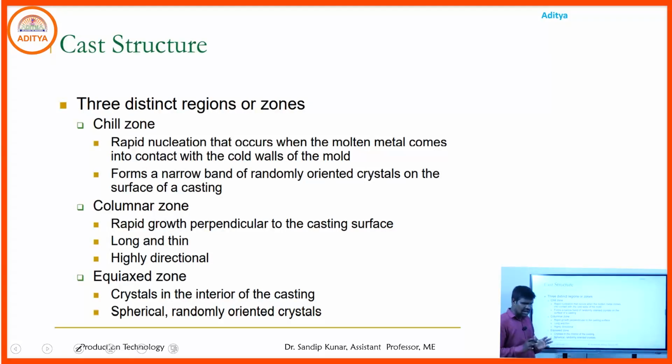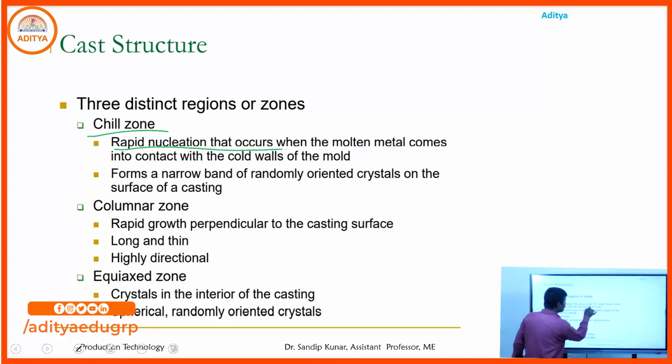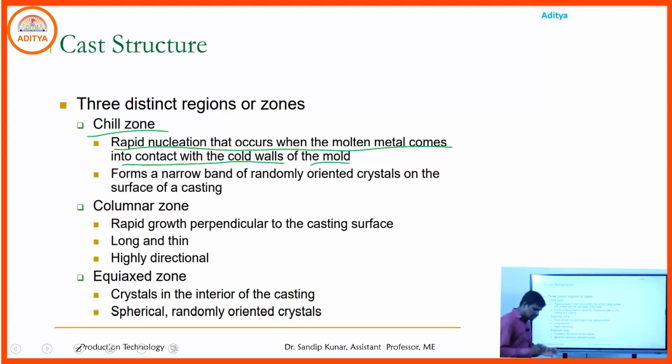After solidification in the mold cavity, what regions or zones are created in the casting product? There are three distinct zones produced in the solidified product. First is the chill zone. Chill zone means rapid nucleation that occurs when the molten metal comes into contact with the cold walls of the mold. When pouring, the molten metal contacts the mold surface, and at that surface solidification starts, meaning nucleation begins.